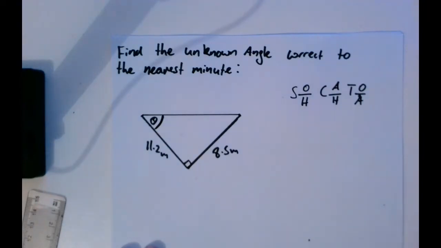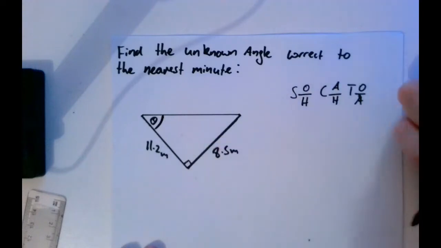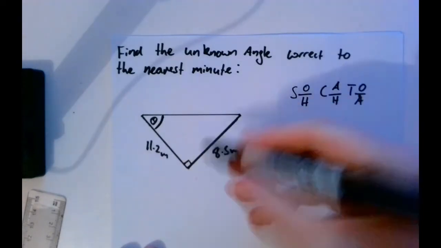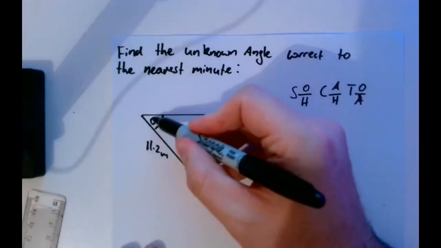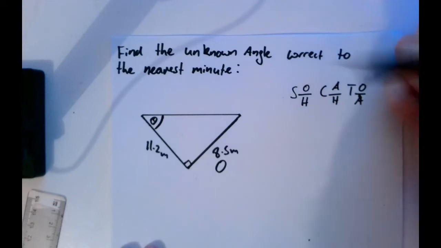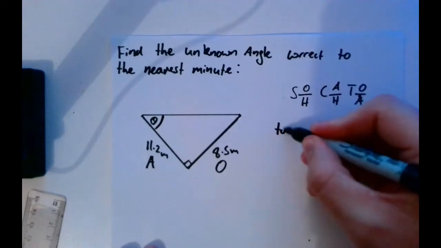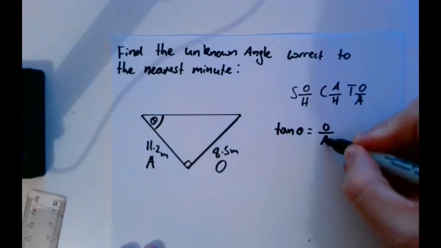Just like every single other time that we've worked with this, we want to look at the angle and the sides and their relation to each other. If we start with theta, we'll notice 8.5 meters is opposite theta. And if we go from theta again, 11.2 is actually adjacent. It is next to theta. So the only ratio from SOHCAHTOA that has opposite and adjacent is this one over here. Tan of theta is equal to opposite over adjacent.